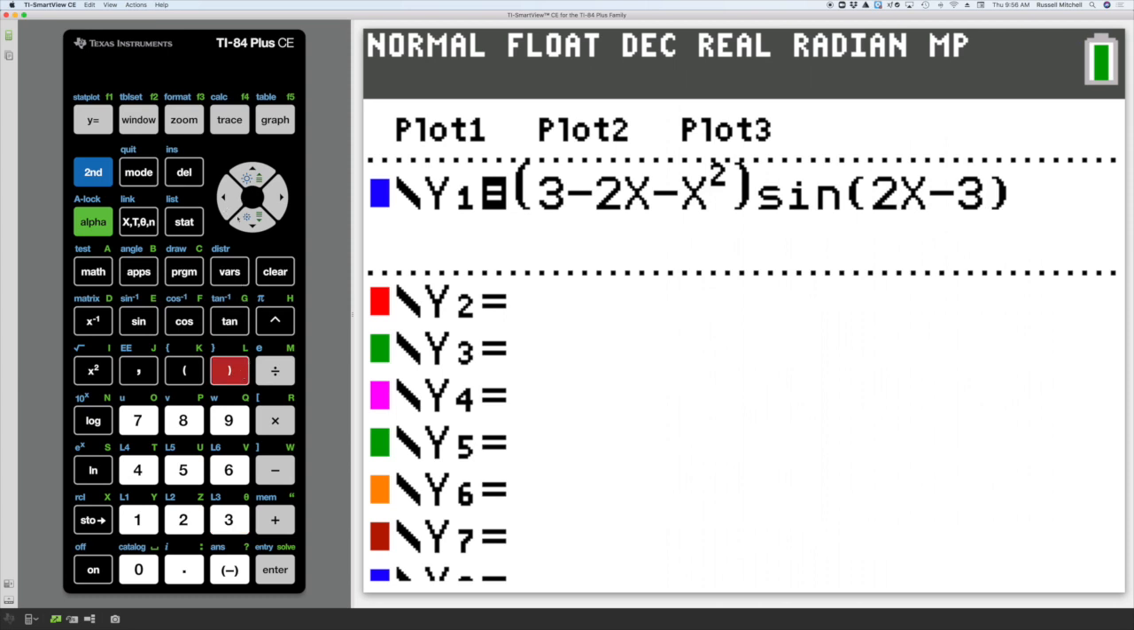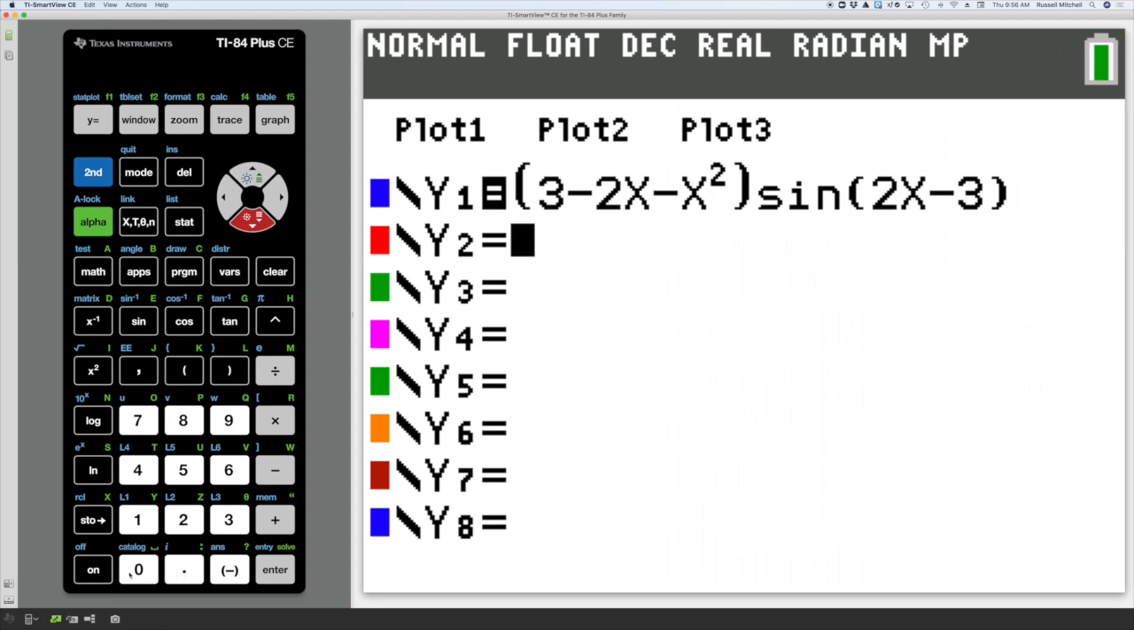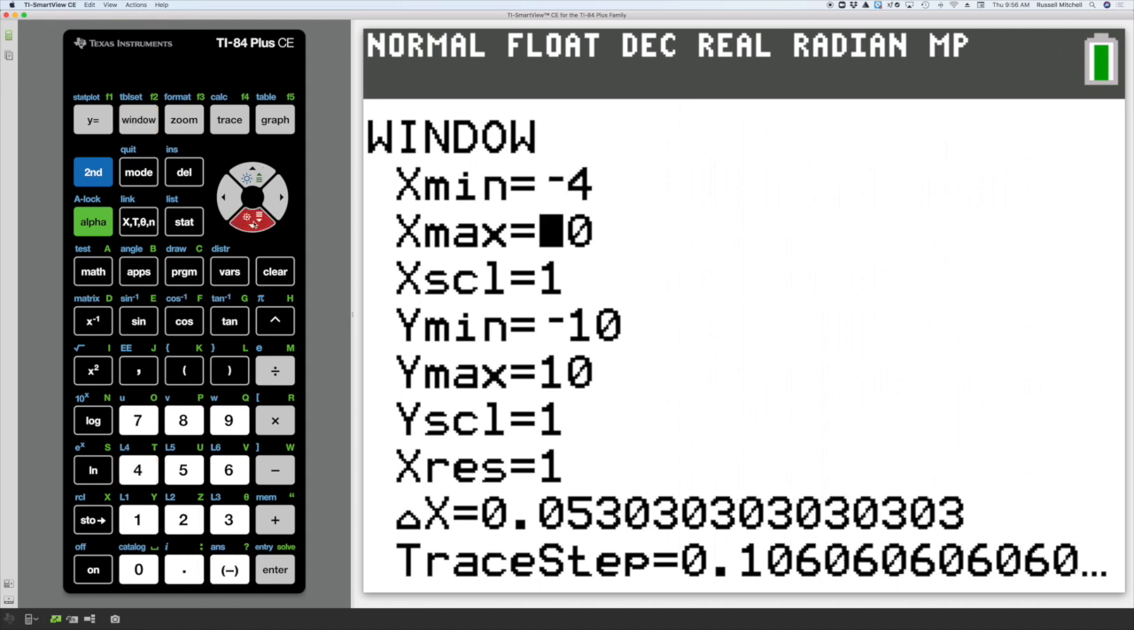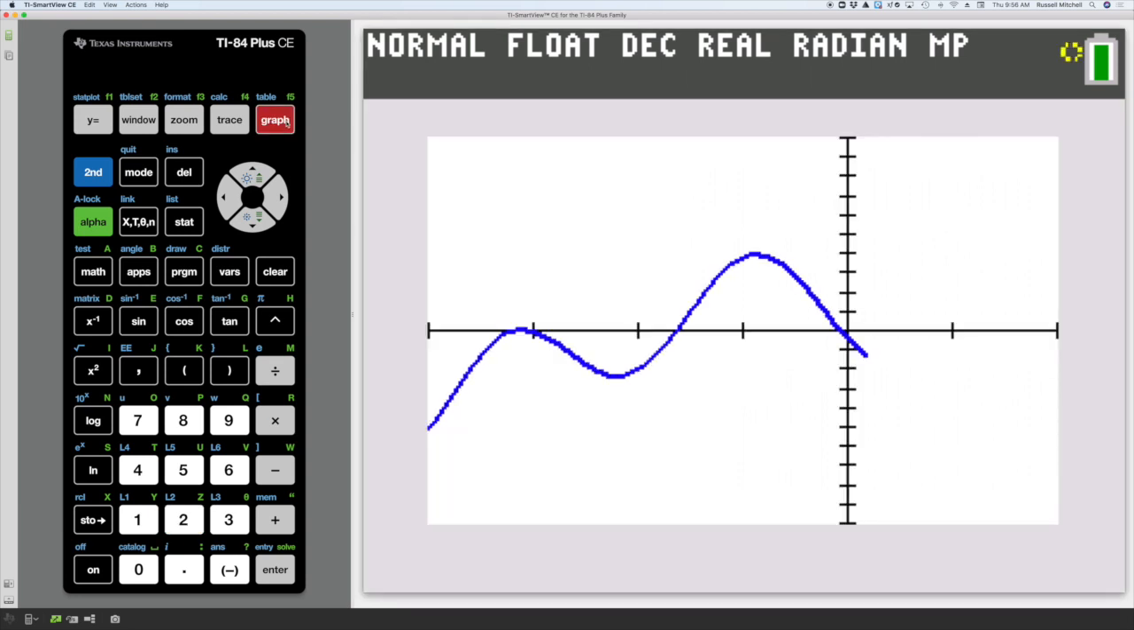We could do y2 is equal to 0. We don't need to actually solve them. We just need to know how many there are. So that's y1, our derivative. Then our window: we want to set our x min to -4 and our x max to 2. Let's just keep y min -10, y max 10. Let's just keep it there, and let's press graph and see what we have.